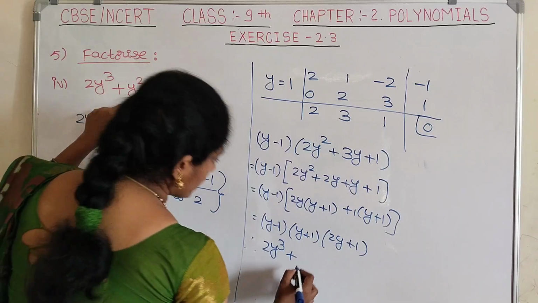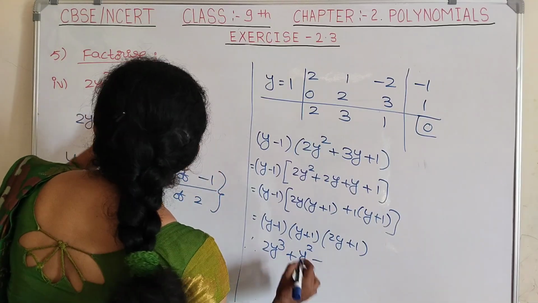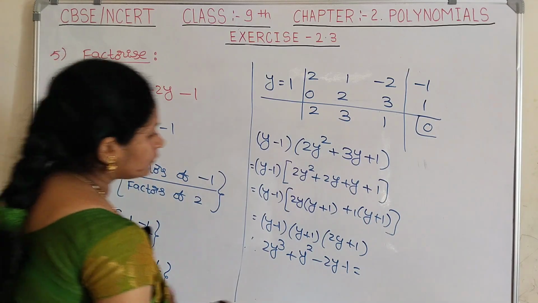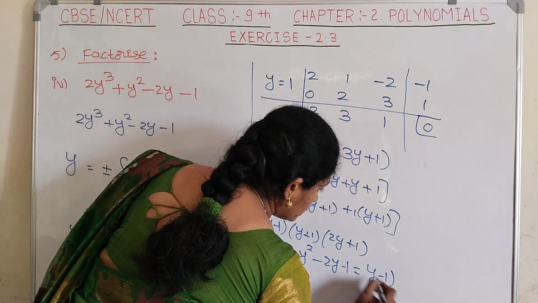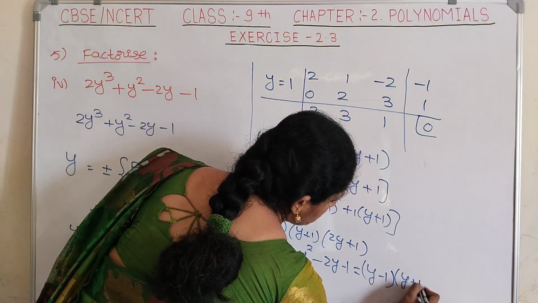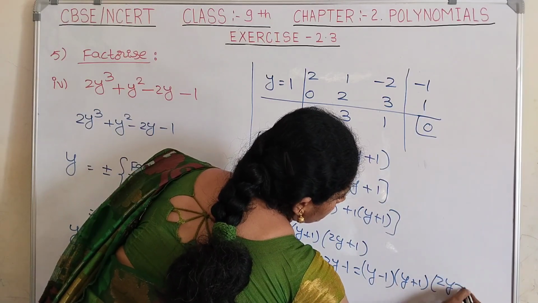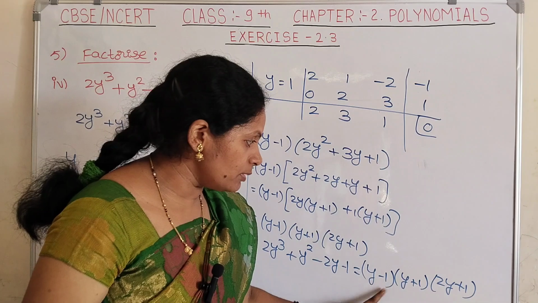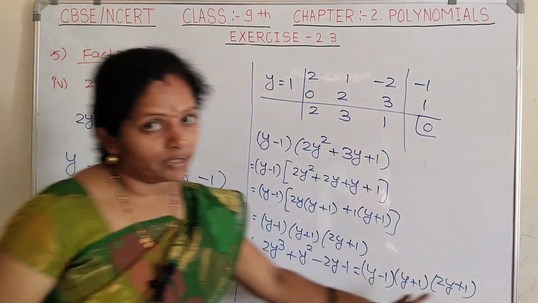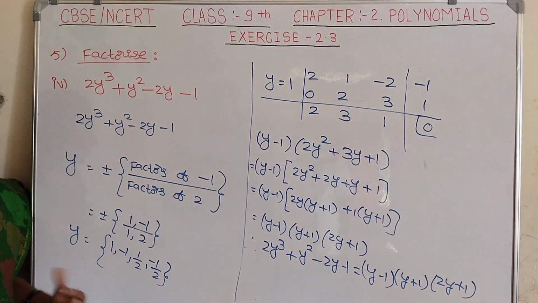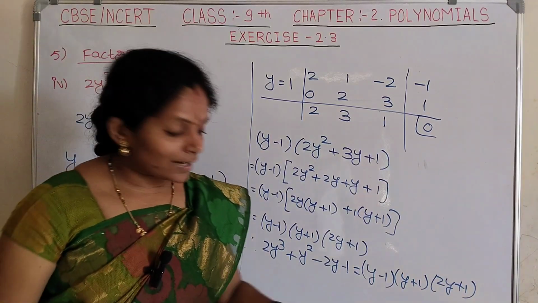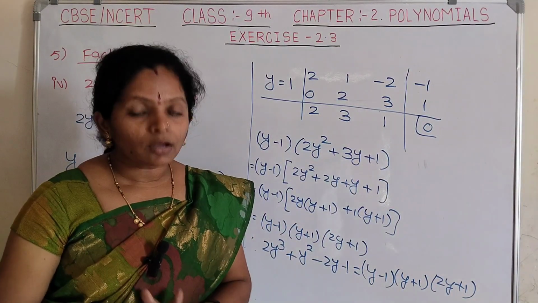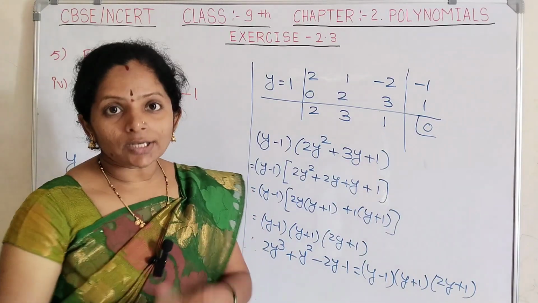plus y square minus 2y minus 1 equals y minus 1 into y plus 1 into 2y plus 1. If we see the factors of this, it can be 1, minus 1 by 2, which are present here. In this way, we factorize the cubic polynomials with the help of the rational root theorem.